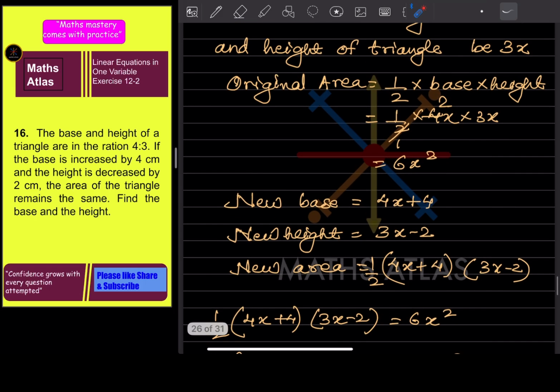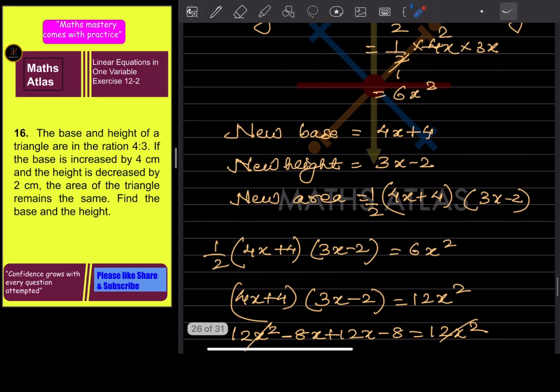So now in the second sentence, if the base is increased by 4 centimeter, the new base is going to be 4x, which was the original one, plus 4 centimeter, and the height is decreased by 2. So the new height is going to be, the original one was 3x, decreasing by 2 centimeter. So the new area again will be half into base into height. So this is the base and this is the height.